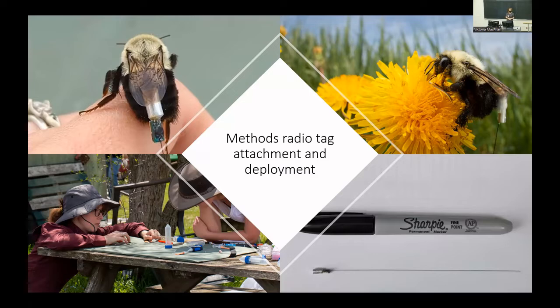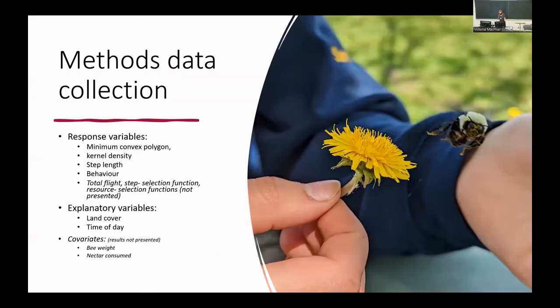It's just super glue. We cool the bees down so we can attach the tag. We attach the tag and away they go. So we measured a bunch of different response variables, including minimum convex polygon, which is a really crude estimate of home range, or how far the perimeter of their flight range was. Kernel density, which is how much they stayed in that one spot. So the more they were there, the more dense that spot was, which means they liked that spot.